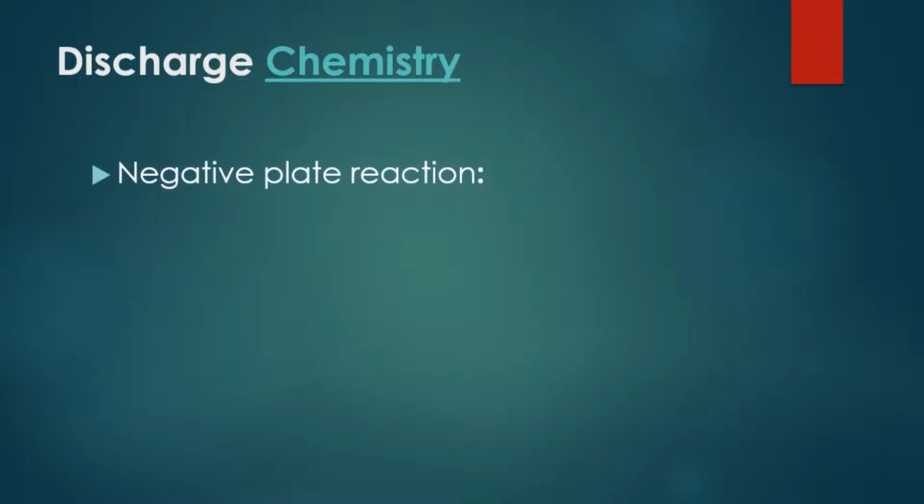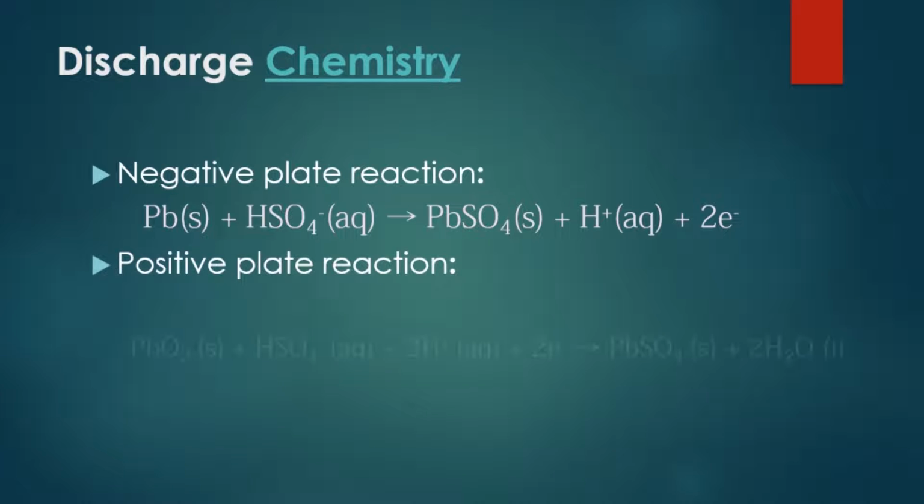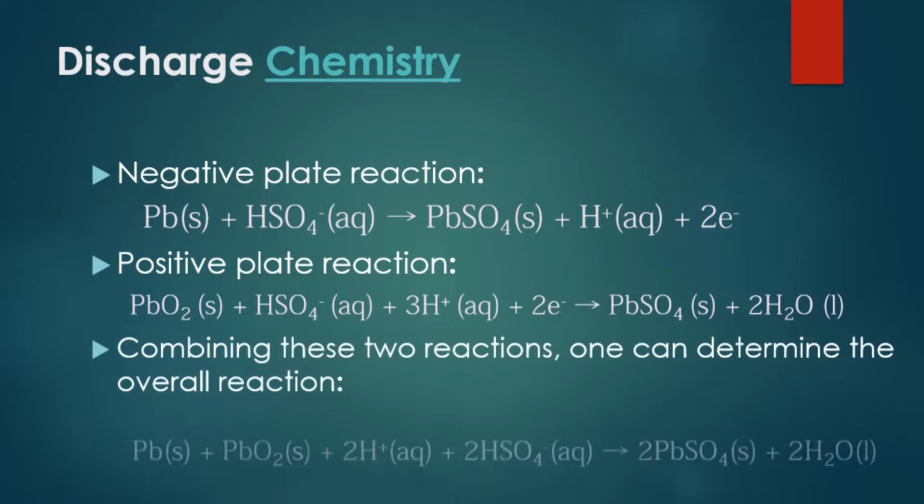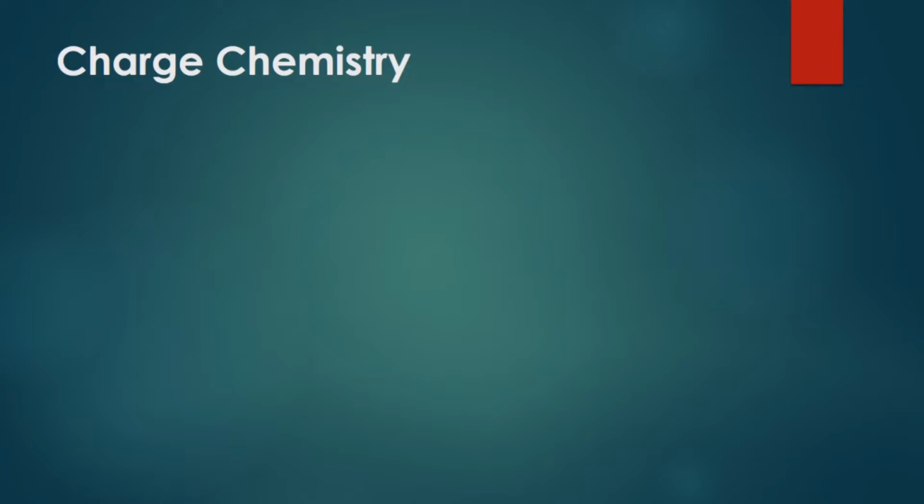At the anode, lead loses 2 electrons and reacts with hydrogen sulfate to give lead sulfate and 2 electrons. At the cathode, lead(IV) oxide gains 2 electrons and reacts with hydrogen sulfate to give lead sulfate and water. Combining these 2 reactions, we get the overall reaction as follows. So let's move on to the charge chemistry of the battery.